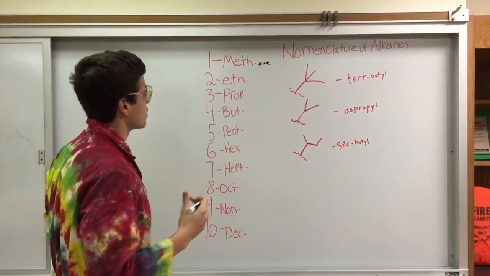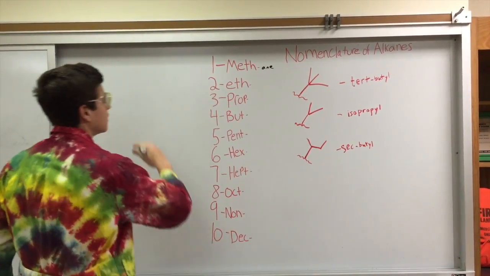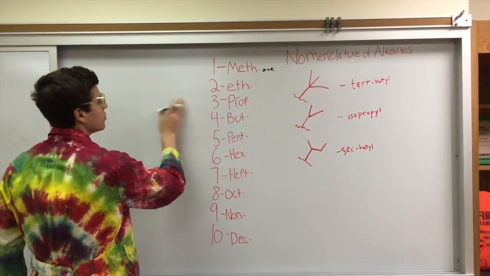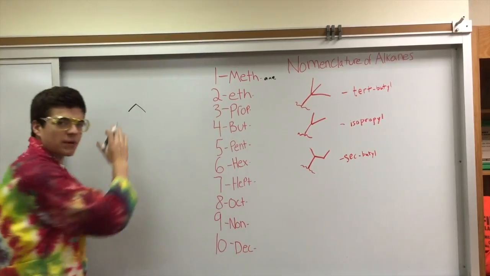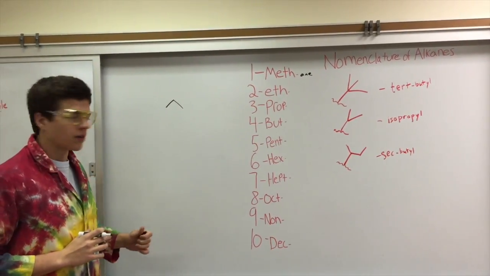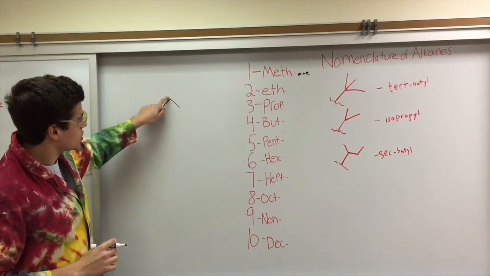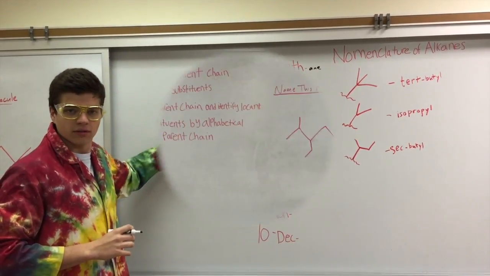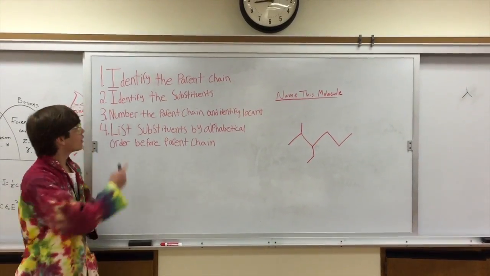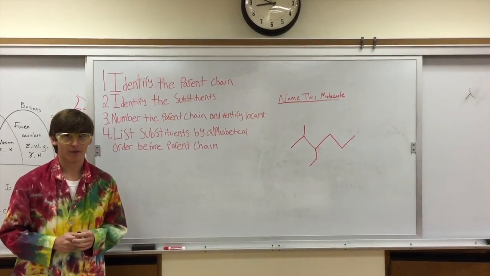So if we see a molecule like, well, let's do a propane. Yes, this would be a propane because we can see it has 1, 2, 3 carbons, and that's the longest chain. So to recap, the first step is to identify the parent chain.